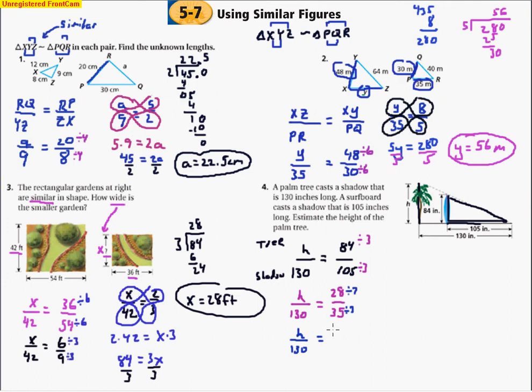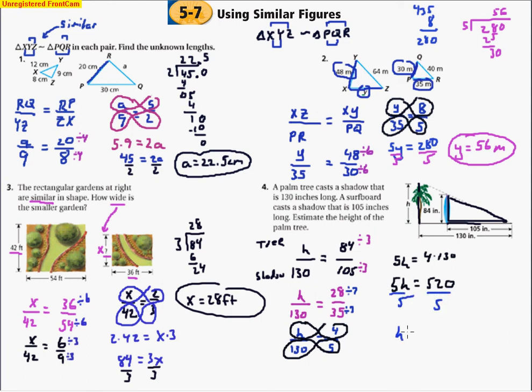28 divided by 7 makes 4. 35 divided by 7 makes 5. See, now we've made the problem a whole lot easier. And so what we're going to do is just cross multiply. Multiply the 4 times 130 and the 5 times h. So up to the top I'll write 5h equals, and then I got 4 times 130. So I do that multiplication, and I end up with 520 when I do 4 times 130. And then when I divide by 5, we'll come up with our answer.